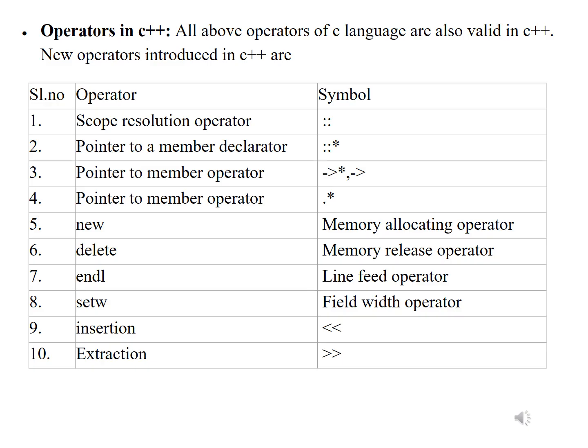New is the memory allocation operator. Delete is the memory release operator. endl is the line feed operator. setw is the field width operator. Insertion is the two less-than symbols. Extraction is the two greater-than symbols. These are the new operators introduced in C++.